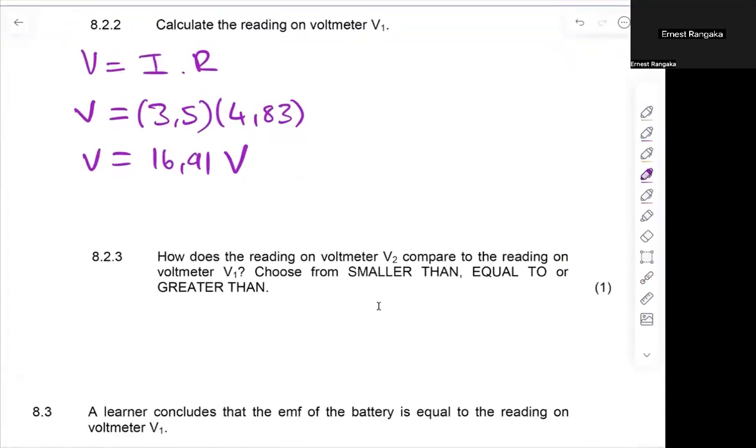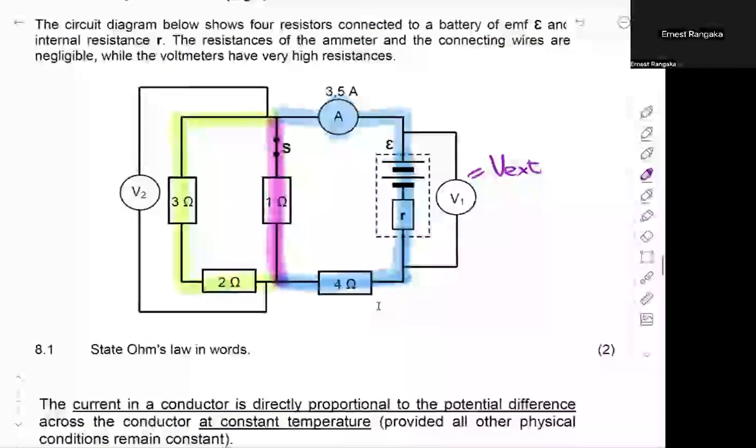8.2.3. How does V2 compare to V1? So we can see V2 is going to be this voltmeter over here. Looking at the parallel component, V1 is going to be my V external. I want you guys to post the answer in the chat. How does V2 compare to V1? Write smaller than, bigger than, or equal to.